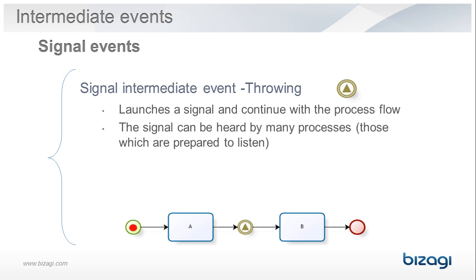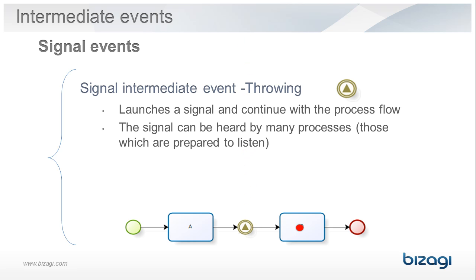Another element in BPMN is the signal event. A throwing signal intermediate event launches the signal and continues with the process flow. The signal can be heard by many processes, those which are prepared to listen. That is, the signal is broadcast to any listening process. See the simulation. The signal is launched by the event and the process flow continues.